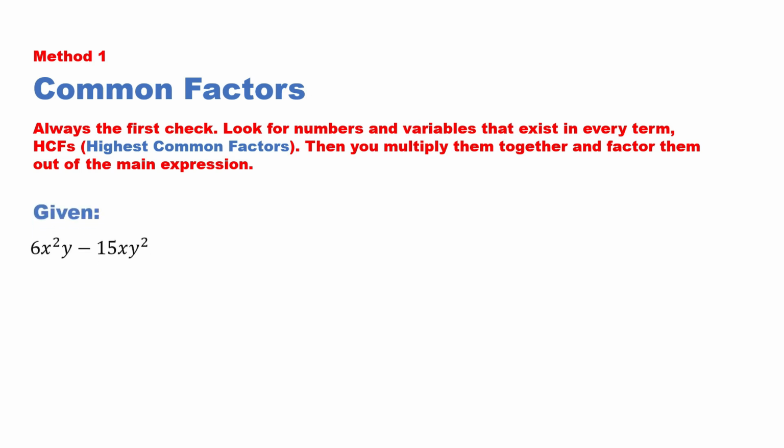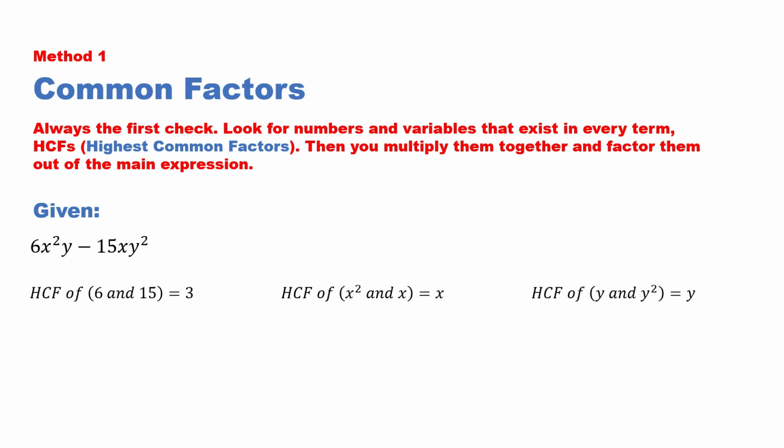For example, given this expression to factorize, we can start by looking at similar terms for us to find the highest common factors. So, we can see that the highest common factor of 6 and 15 is 3. Then the highest common factor of x squared and x is x. Then the highest common factor of y and y squared is y. So, if we multiply these highest common factors, we get our highest common factor as 3xy. Hence, we can factor out this and get 2x plus 5y.